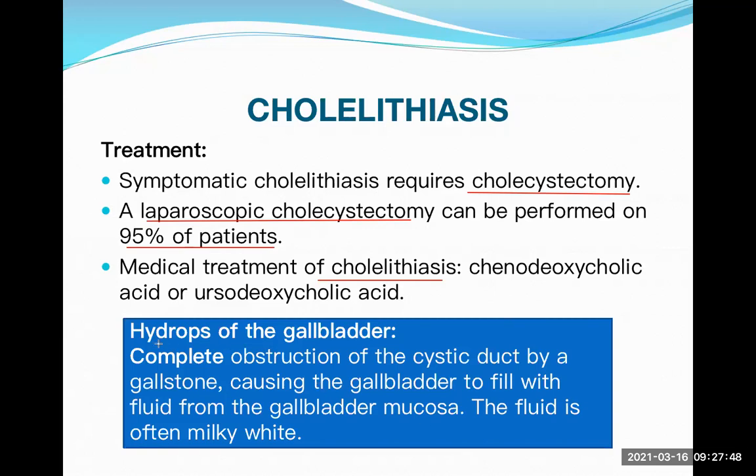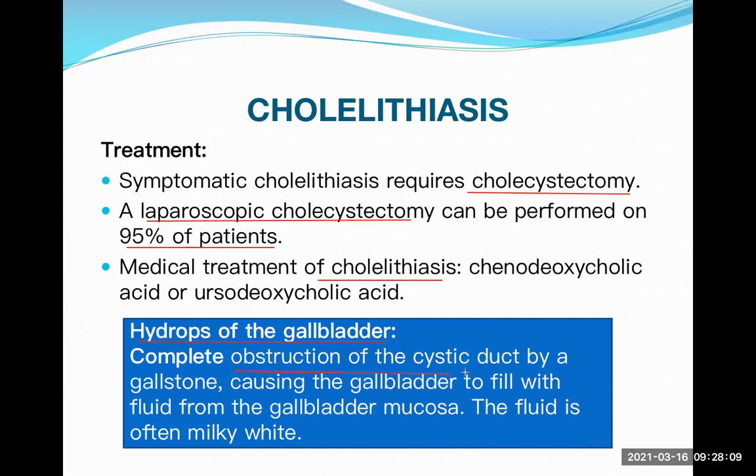There is a small condition known as hydrops of the gallbladder. Now, hydrops means a lot of fluid collection, and that fluid is mucus. Why is mucus collected there in the place of bile? Okay, so look at the mechanism.